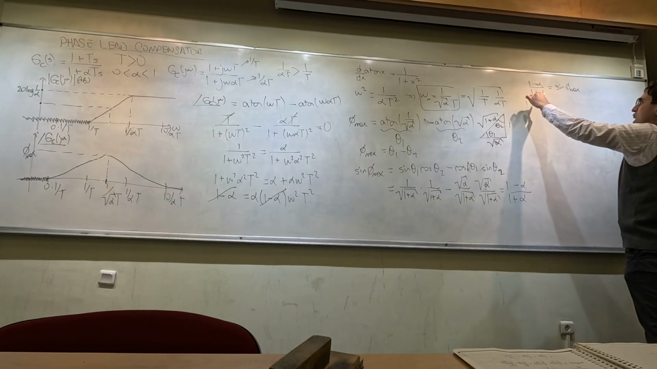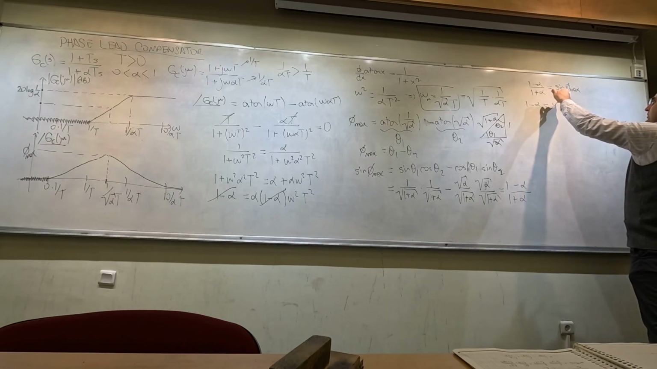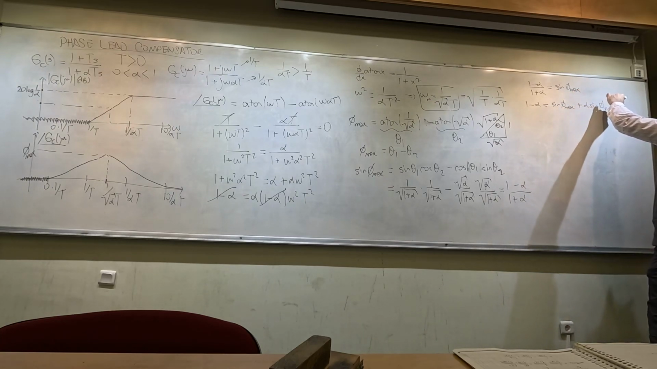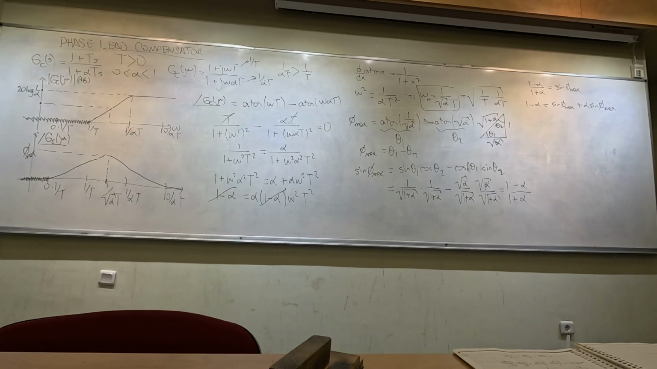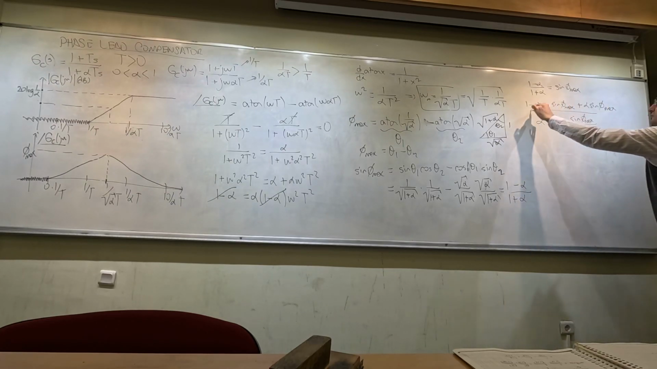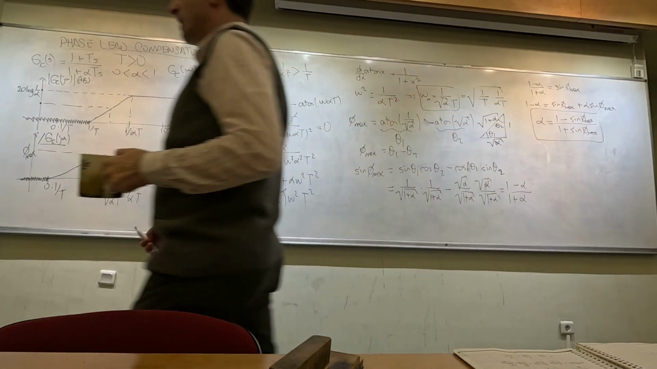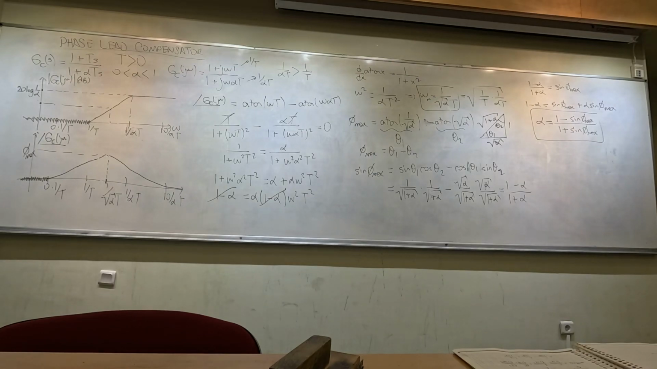And now let us distribute this expression. It is going to be sine phi max plus alpha sine phi max. Okay? And from this expression I can actually extract what alpha is. From this expression you will see that alpha is 1 minus sine phi max divided by 1 plus sine phi max. So given phi max here, I can know what the alpha value should be.